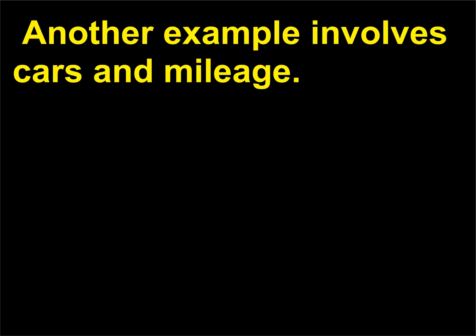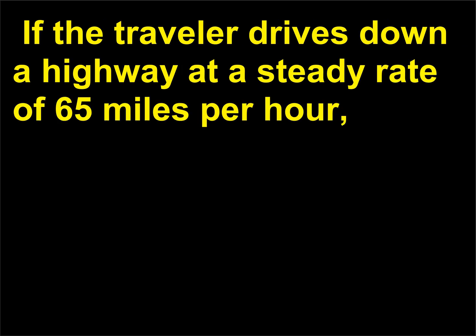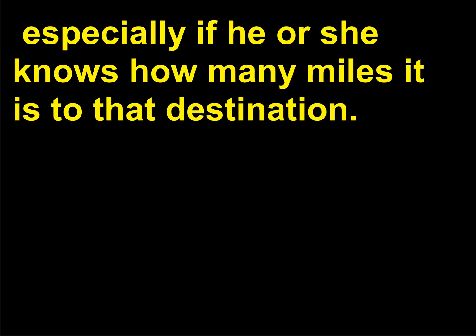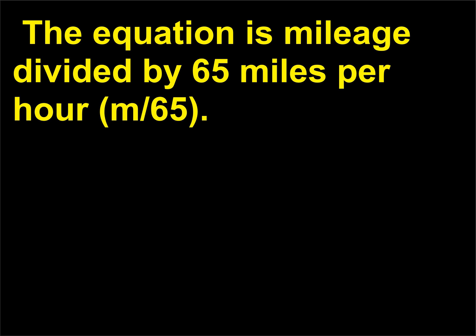Another example involves cars and mileage. If the traveler drives down a highway at a steady rate of 65 miles per hour, the driver can determine how long it will take to get to a destination, especially if he or she knows how many miles it is to that destination. The equation is mileage divided by 65 miles per hour, m/65.